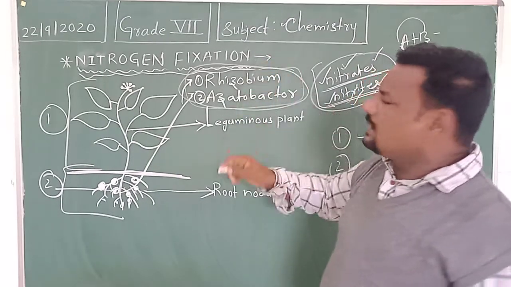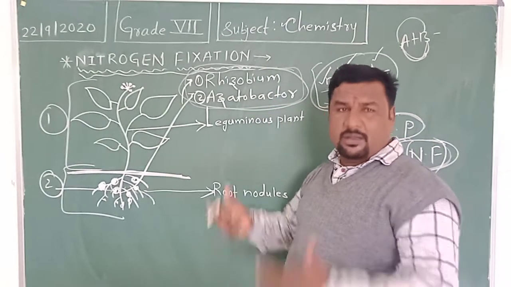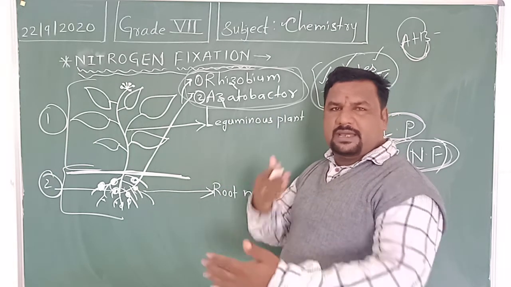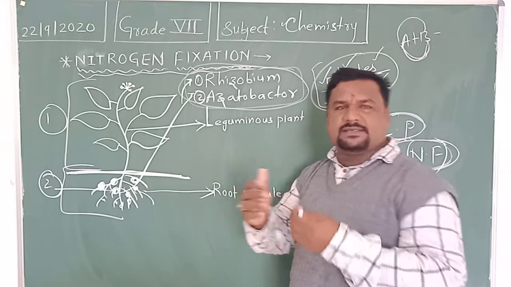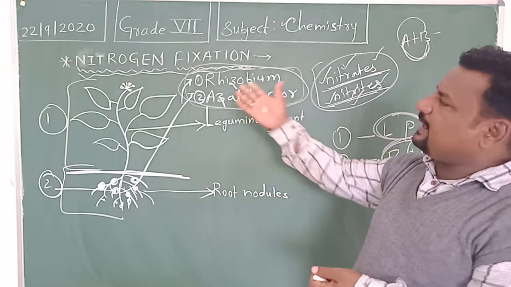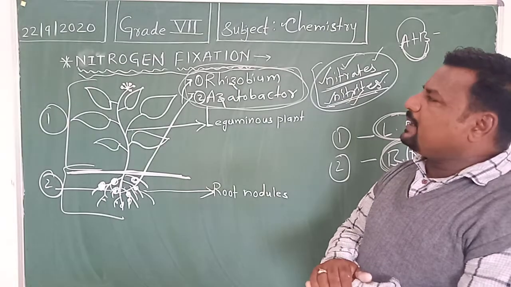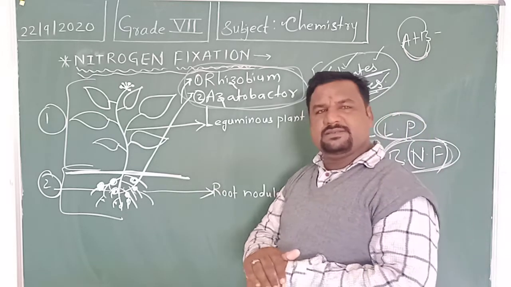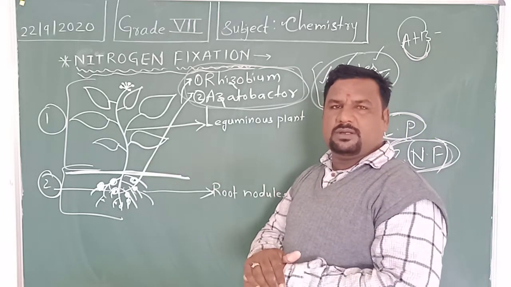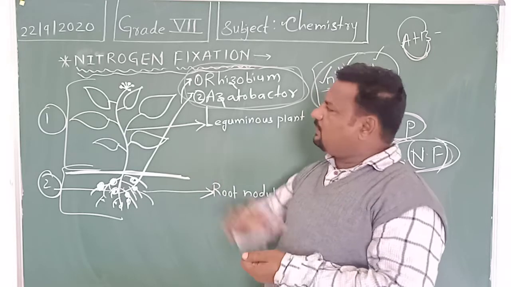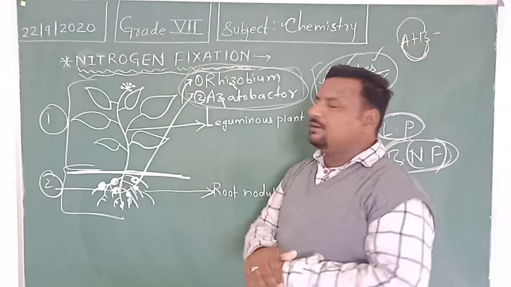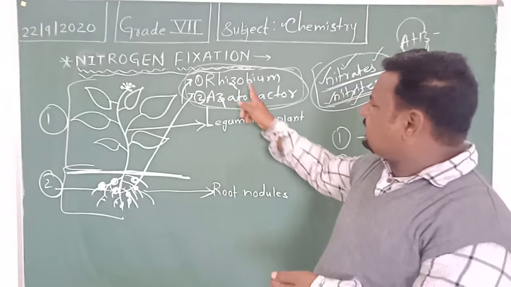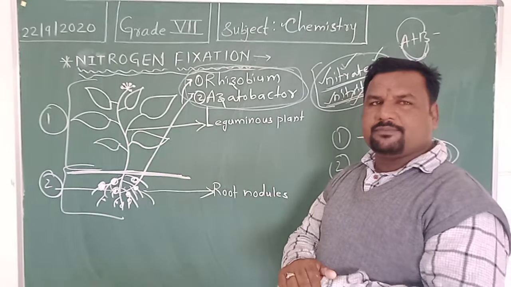We can otherwise call it symbiotic association or mutualistic nutrition also. What is mutualistic nutrition? An association in which two organisms live together. So we can take this as an example of biological fixation. There is another kind of nitrogen fixation, which is non-biological. This is biological fixation of nitrogen. For biological fixation we have taken nitrogen fixation by bacteria like Rhizobium and Azotobacter.